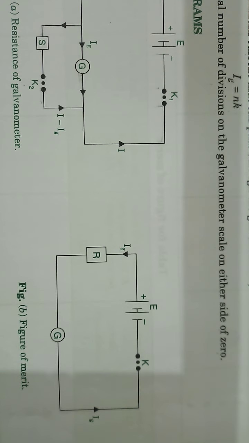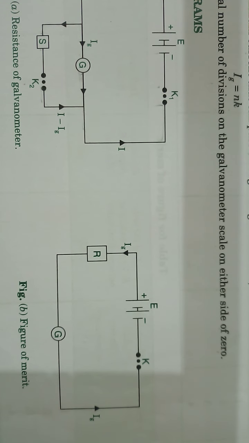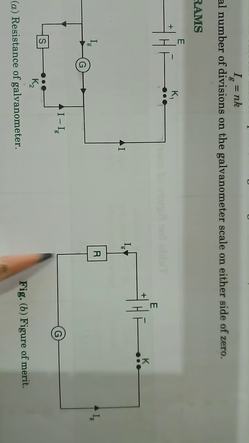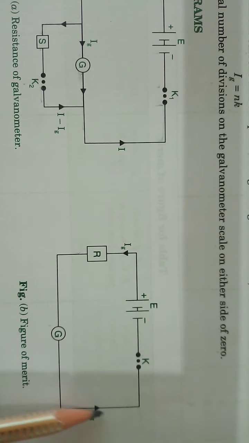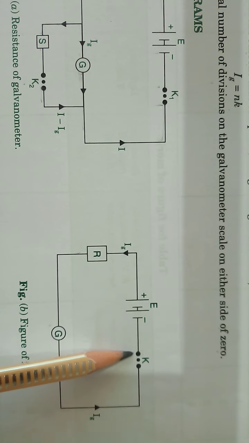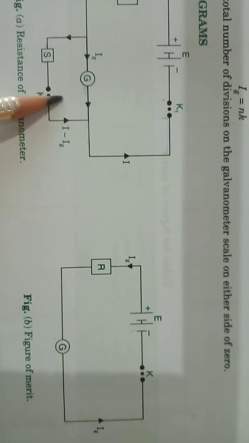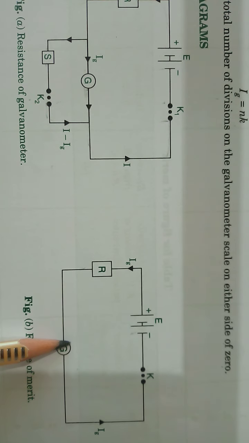In the same way we can find out the figure of merit. Here we do not connect the shunt resistance. There is only a simple diagram where a battery is connected with the resistance box, then the galvanometer, and the galvanometer is connected with the key, and the key is connected with the negative part of the battery. Clear? Students, these two diagrams are very important.